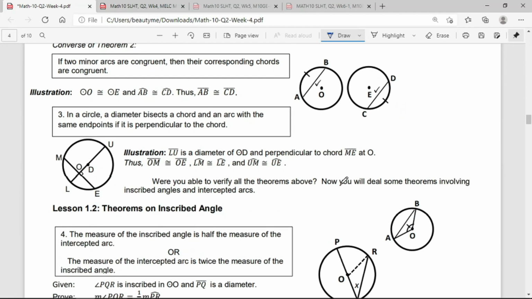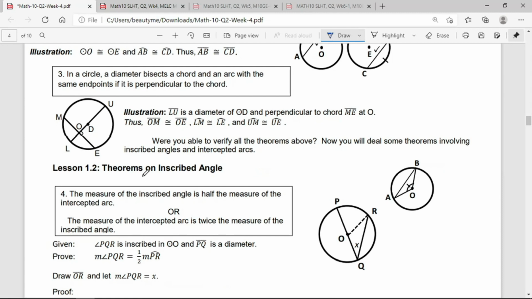Now let's go to theorem number 3. In a circle, this one, circle D, a diameter, this one, LU, bisects. When we say bisect, bi means two, sect is to cut. So it cuts into two equal parts. That's what bisect means. So a diameter bisects a chord and an arc with the same endpoints if it is perpendicular to the chord. When we say perpendicular, the angle formed at the intersection of the two is a right angle. When you see this symbol, like a little square, it means perpendicular. So this is the diameter and this is the chord. A diameter bisects a chord if it is perpendicular.